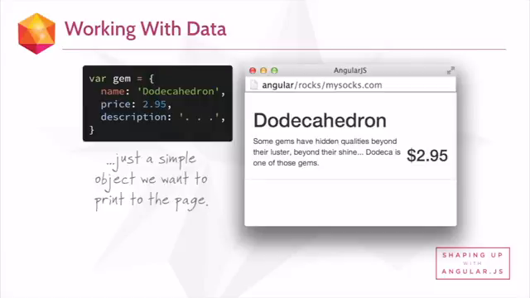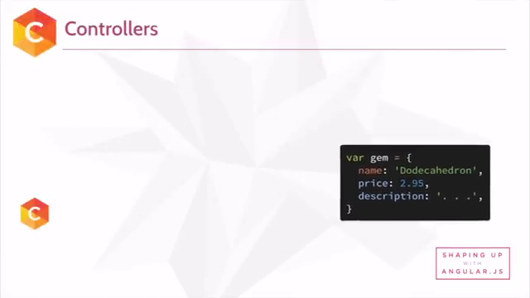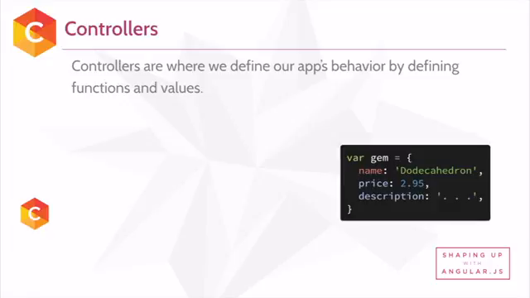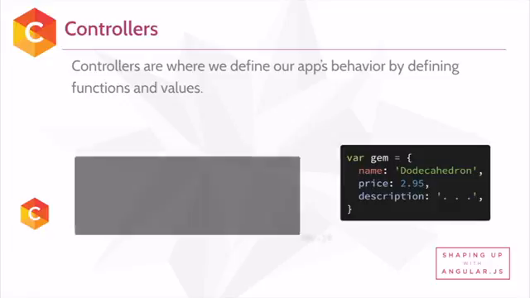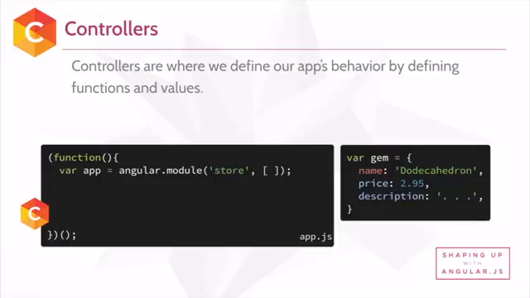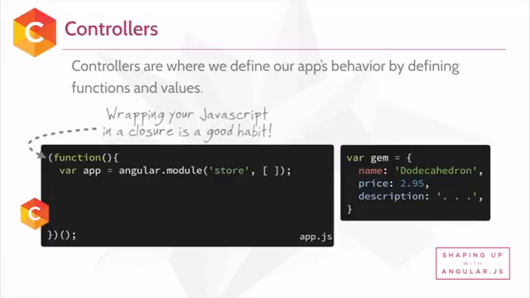To do this, we need to use a controller. Controllers are where we define our application's behavior by defining functions and values. Here we are back in our app.js. We're going to wrap our entire application here in a closure. It's just a good habit to get into.